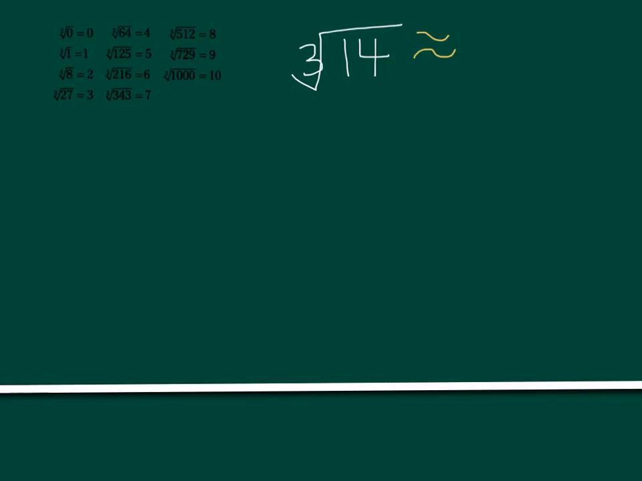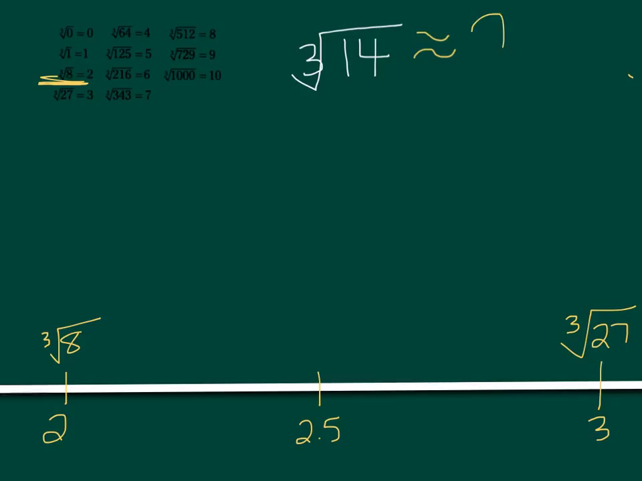We're going to do the same thing, except we are going to do it with a cube root. So for the cube root of 14, first we're going to look at our perfect cubes and decide where it falls. It comes right here between the 8 and the 27. The cube root of 8 is 2, and the cube root of 27 is 3. So we know that the cube root of 14 is going to fall somewhere between 2 and 3. So I know it's going to be 2 decimal point something, and we're going to figure that out to the nearest tenth.